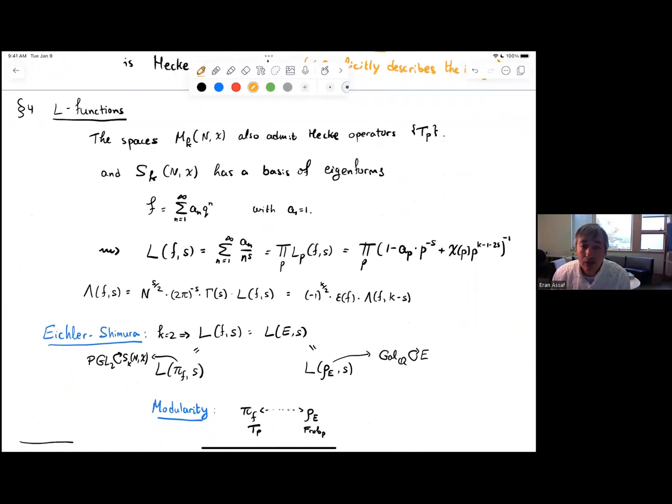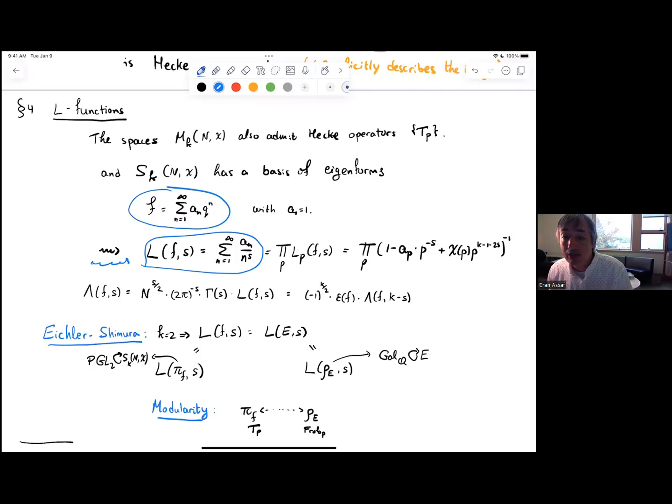In the case of classical modular forms, these spaces also admit Hecke operators, and there is again a basis of simultaneous eigenforms. If one takes a classical eigenform with q-expansion with coefficients a_n, one can use it to form a holomorphic function of the variable s, a Dirichlet L function. The nice properties of these L functions come from the fact that f was an eigenform.